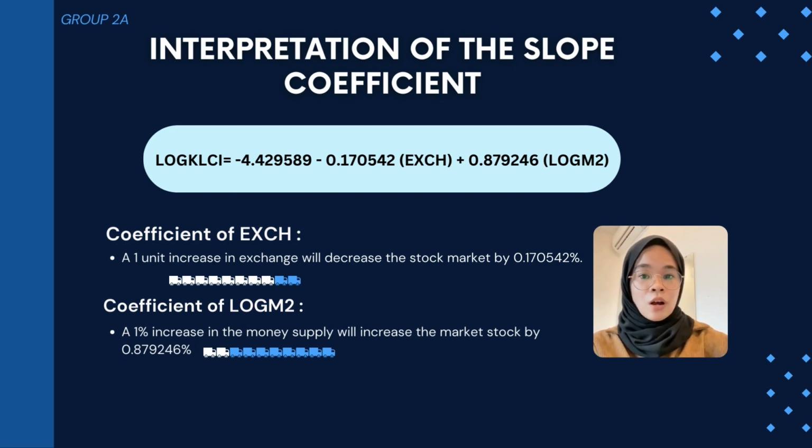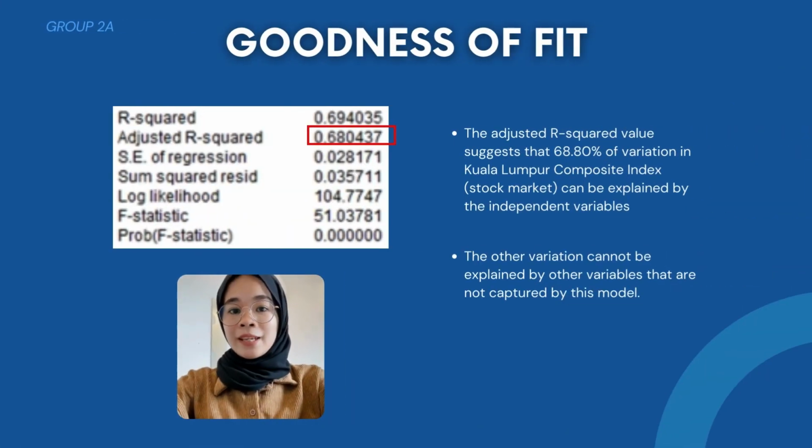Starting with the coefficient of exchange rates, a 1 unit increase in exchange rate will decrease the stock market by 0.170542 units. For the coefficient of log money supply, a 1% increase in the money supply will increase the stock market by 0.879246%.